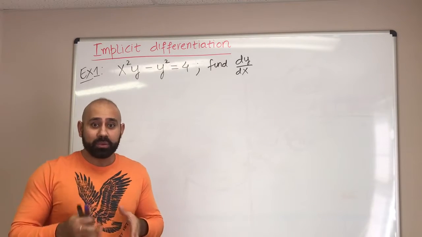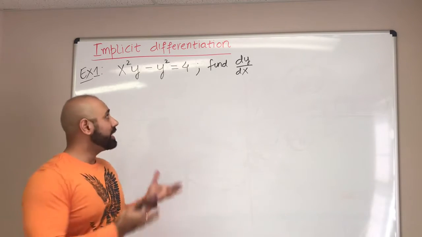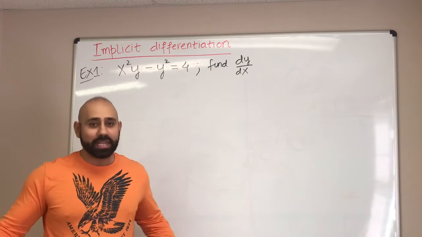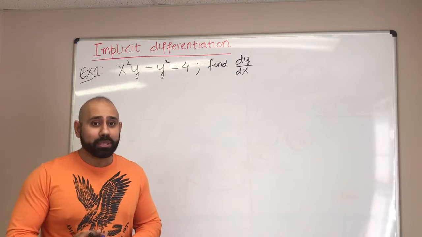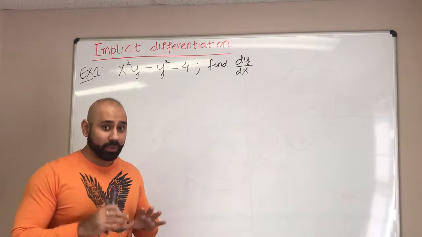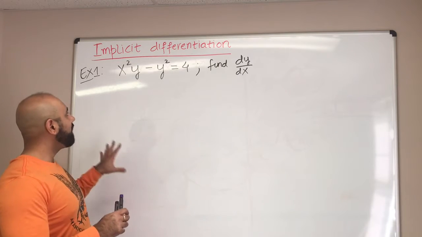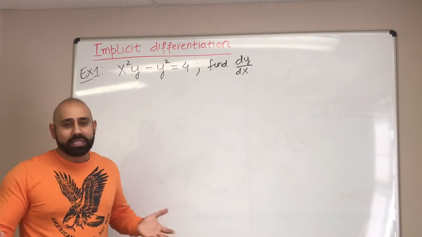Implicit differentiation is when we have to find the derivative, again, of y with respect to x. And in most of these examples, you'll be asked to find the derivative of y with respect to x. The first thing to note is that this is an implicit function because x's and y's are basically together.